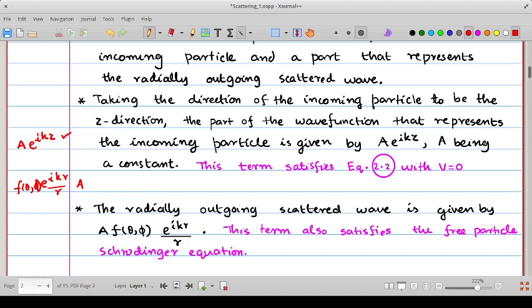Both these functional forms, A e to the power ikz and f(theta, phi) e to the power ikr by r times a constant A, satisfy the free particle radial equation. So these are the solutions of the Schrödinger equation very far away from the scattering center, where the interaction potential is zero. Now this represents the incoming beam of particles, and this represents the particles that are going away from the scattering center after scattering.